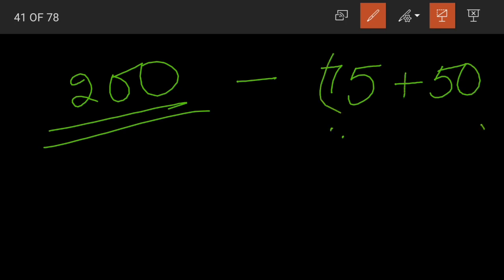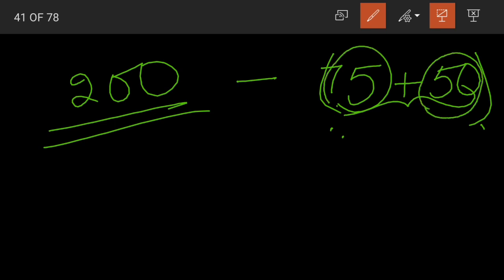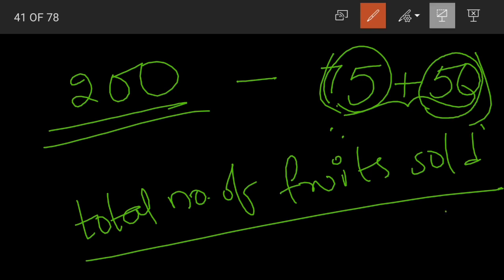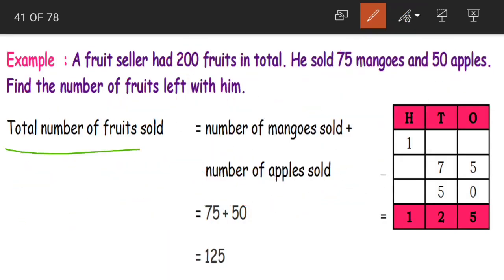What do we need to do? First, we need to add both these. We need to add the number of mangoes sold and the number of apples sold to find out the total number of fruits sold. To find out what children? To find out the total number of fruits sold. See, total number of fruits sold is equal to number of mangoes sold plus number of apples sold. What is that? 75 plus 50. 5 plus 0, 5. 7 plus 5, 12. 125.